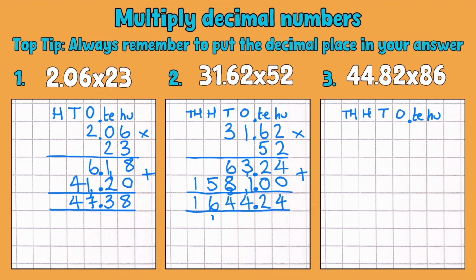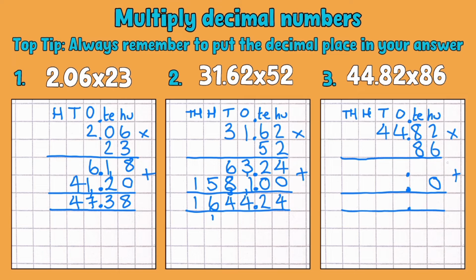Okay, so our third and final example, we're going to write our number in again, 44.82. Slightly larger numbers this time, but don't let it put you off. You still do exactly the same thing. You work it out just the same way and set it up just as you normally would. Decimal places all in line. Very, very important.